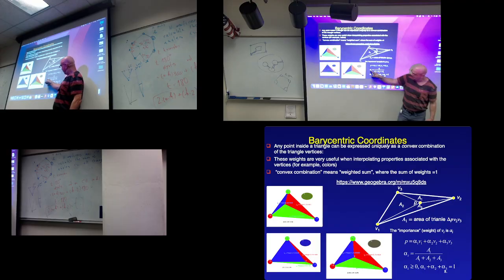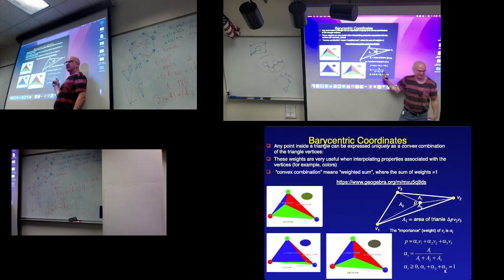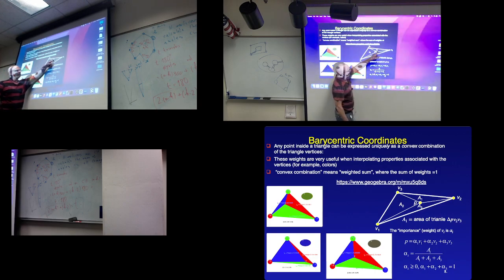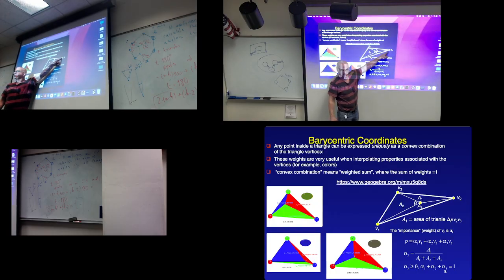Now, finally, I can tell you what these weights are. The weight of a point i, the importance of point i, would be the area of the triangle i divided by the area of the big triangle, which is the sum of the areas of the three small ones. It looks a bit counterintuitive, but I'm saying the larger A2 is, the triangle that doesn't have vertex 2, the larger the contribution of V2.